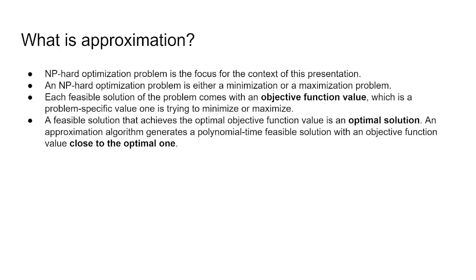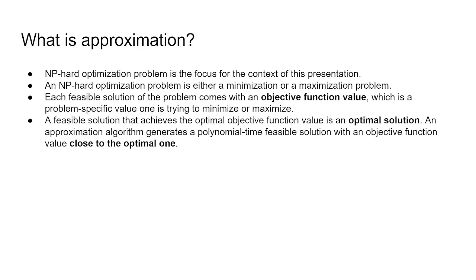So, what is approximation exactly? For the context of this presentation, NP-hard optimization problem will be the primary focus. And an NP-hard optimization problem is either a minimization problem or a maximization problem. Each feasible solution of the problem comes with an objective function value, which is a problem-specific value one is trying to minimize or maximize. A feasible solution that achieves the optimal objective function value is an optimal solution.